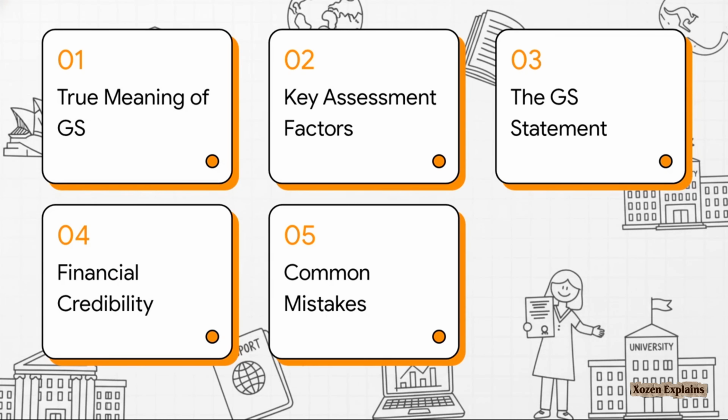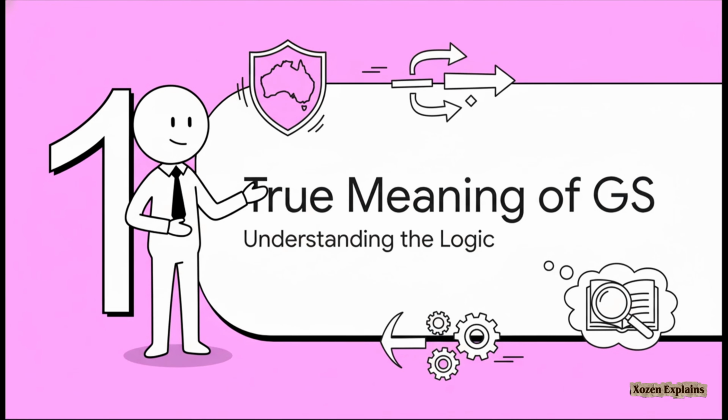To understand this properly, we are going to break it down into 5 key areas. We will begin with the true meaning of GS, then examine the key assessment factors. From there, we'll analyze the critical GS statement, cover the financial credibility test, and finally review the most common application mistakes. Let's begin with our first section, the true meaning of GS.